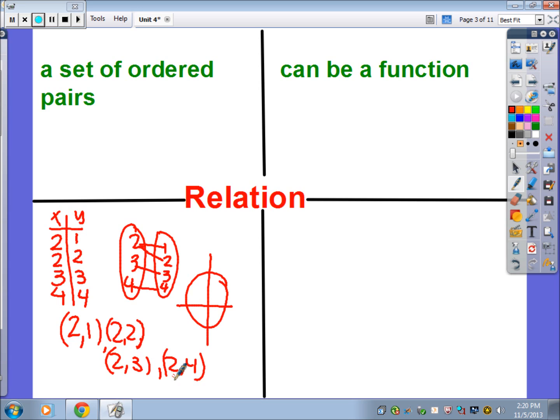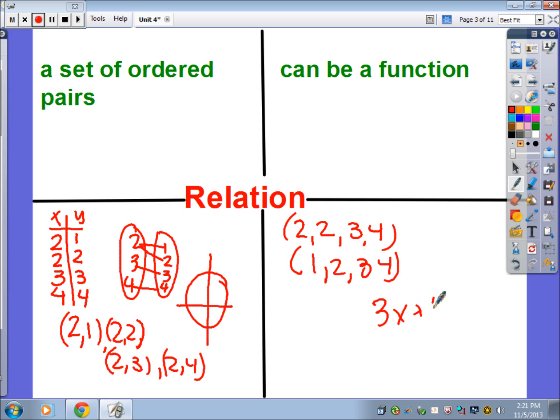Things that are not relations are 2, 2, 3, 4, or 1, 2, 3, 4. That is not a relation. It's not a set of ordered pairs. It's 2 sets of numbers. Something that looks like this, the number 21. None of these are relations.